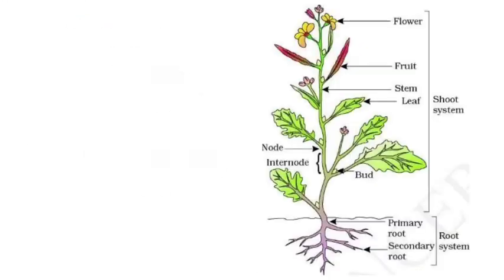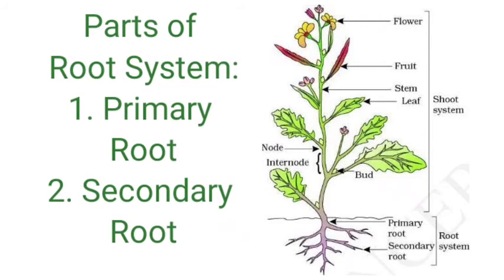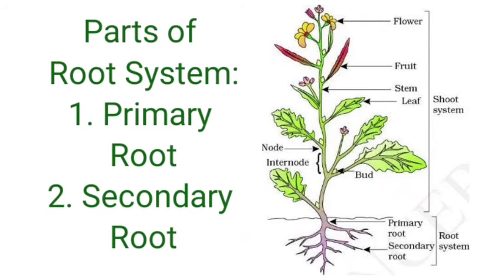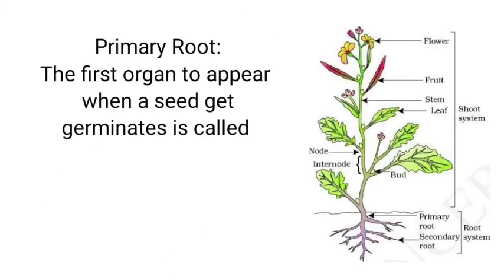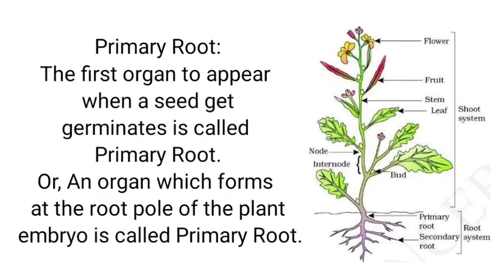There are two parts of root system. First is primary root and second is secondary root. Now know about primary root. The first organ to appear when a seed germinates is called primary root.